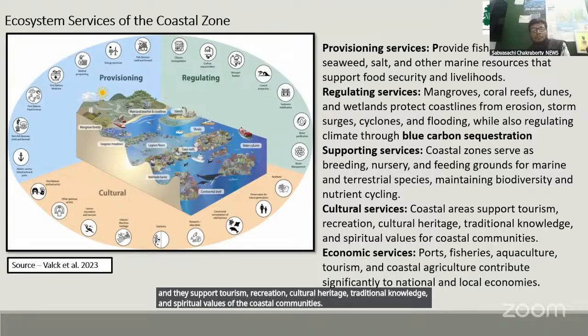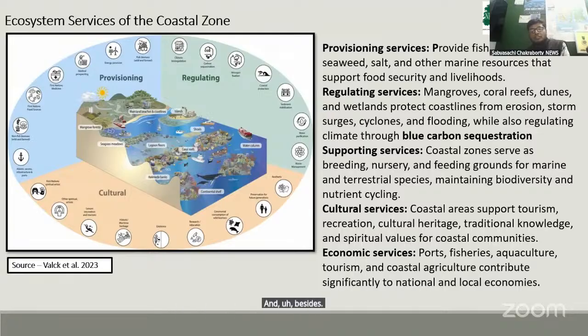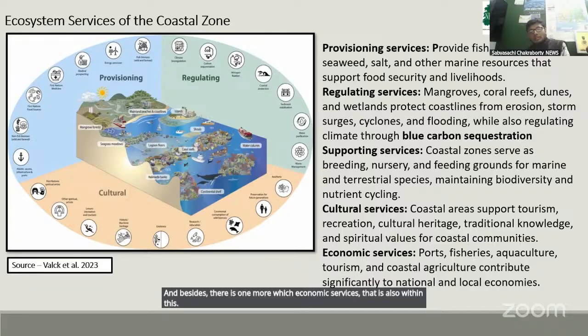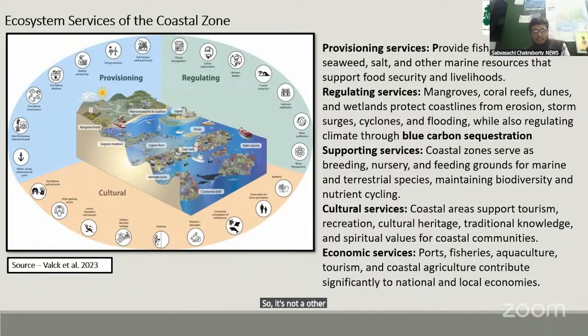Besides, there is one more, which is economic services, that is also within this. It is not a separate category, but it is within the supporting services, and I have just highlighted it separately. The ports, fisheries and aquaculture, tourism, and coastal agriculture contribute significantly to the national and local economy.